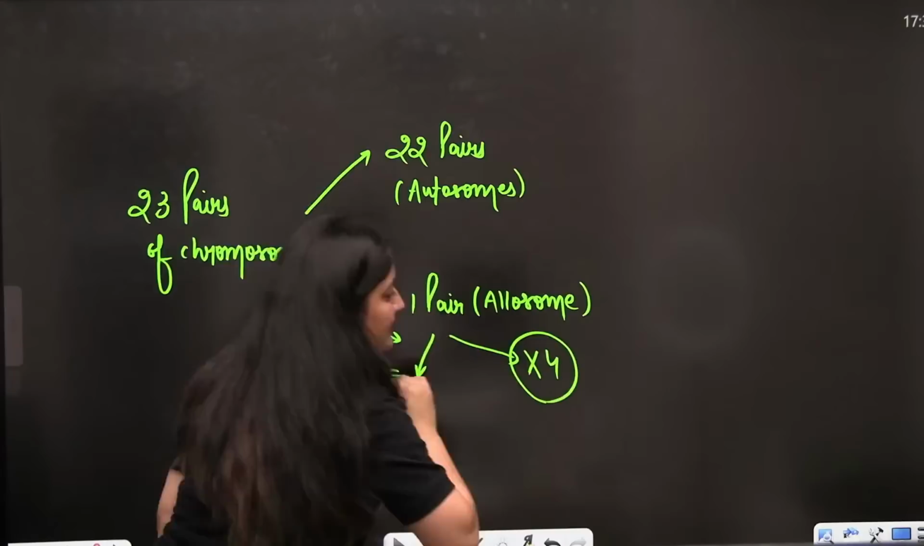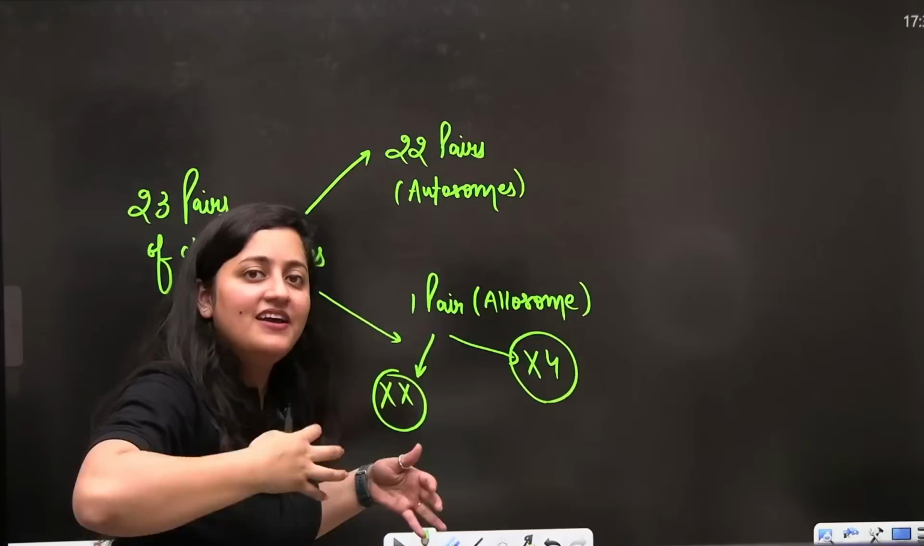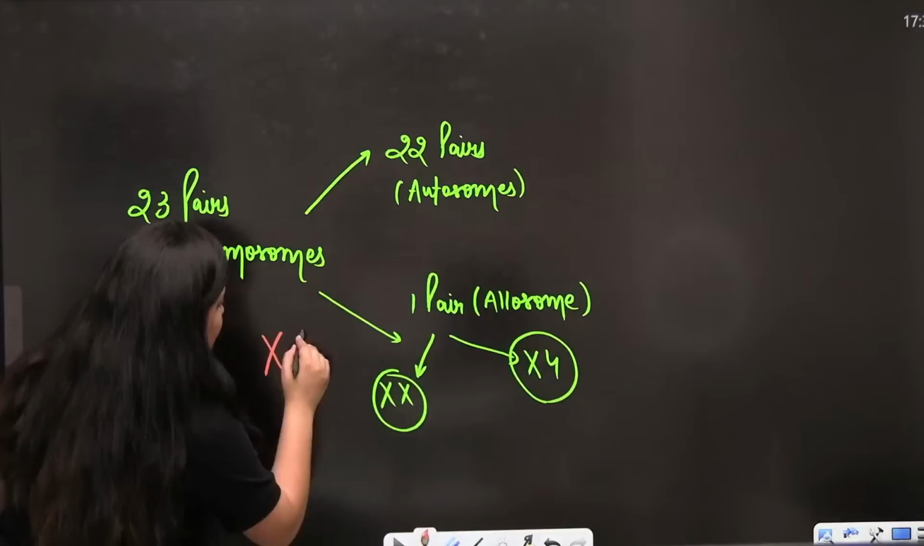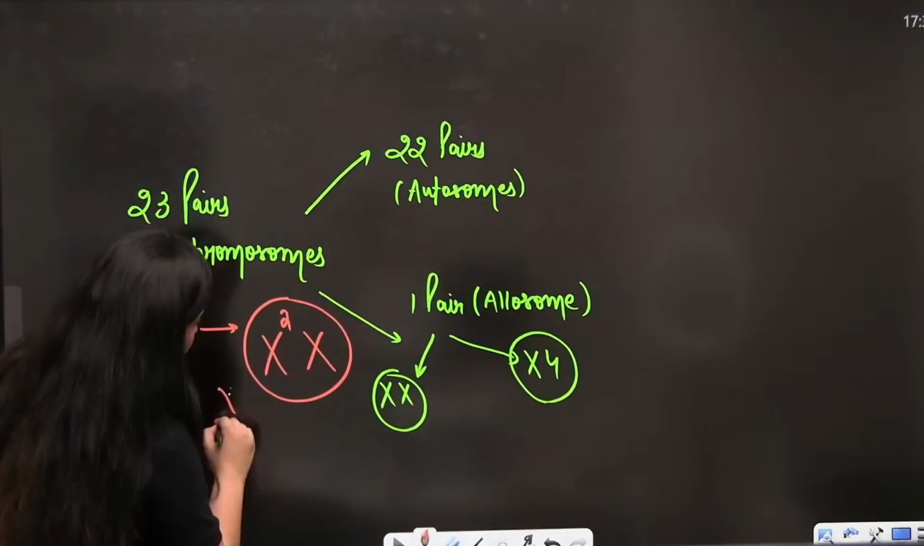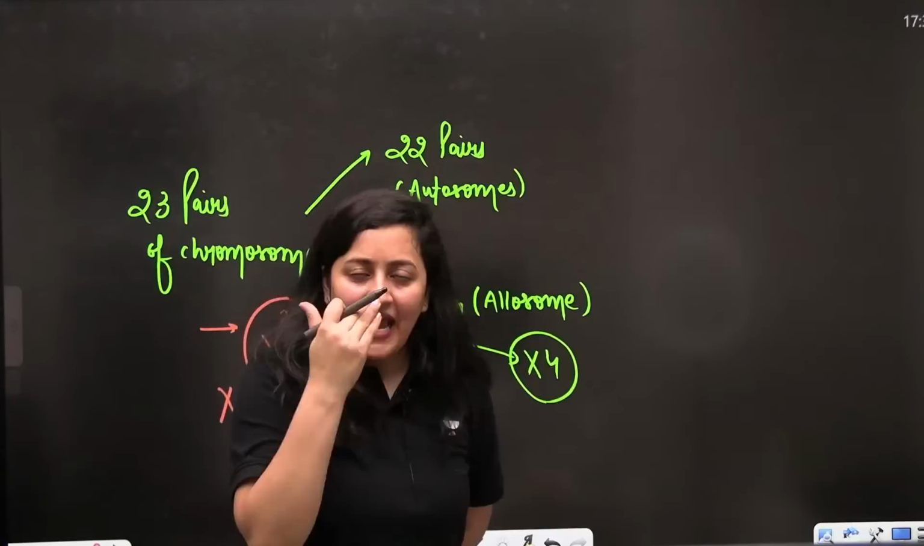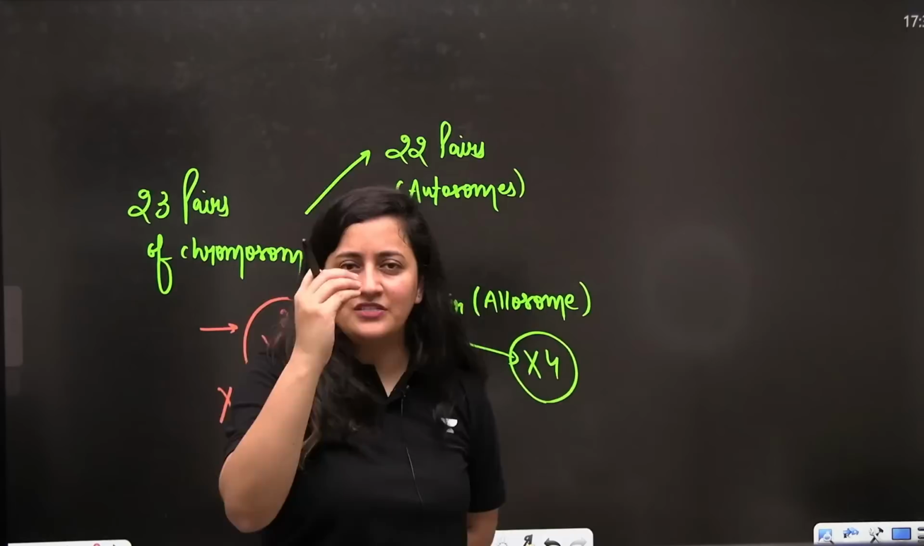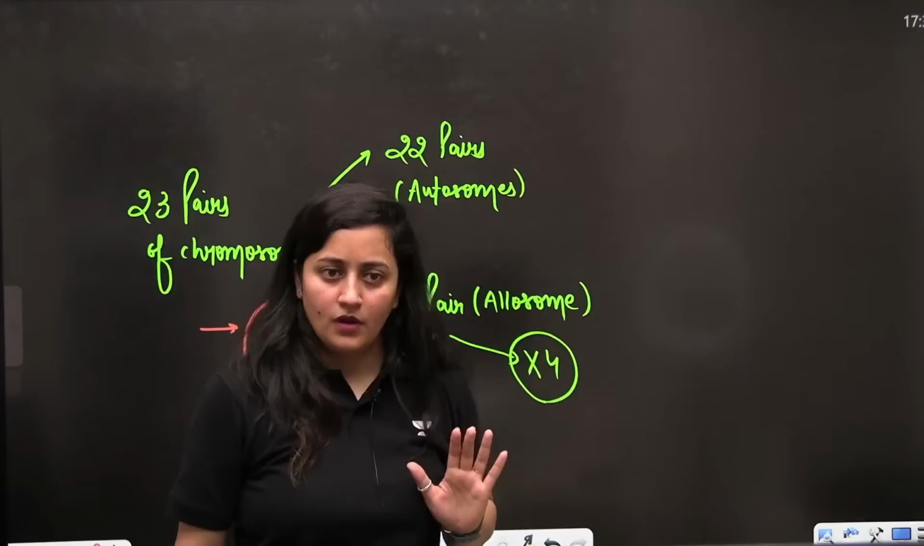So, if any trait that we are tracing is present on the X chromosome, we will use the word X-linked inheritance. If any trait is present on other body chromosomes, other than these sex chromosomes, then we use the word autosomal. Is that clear?